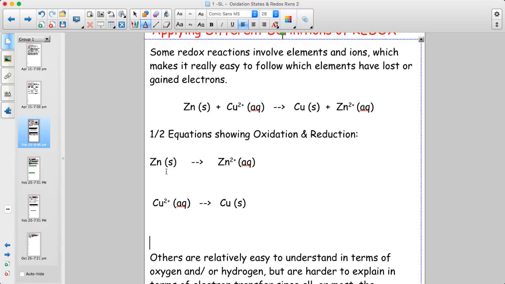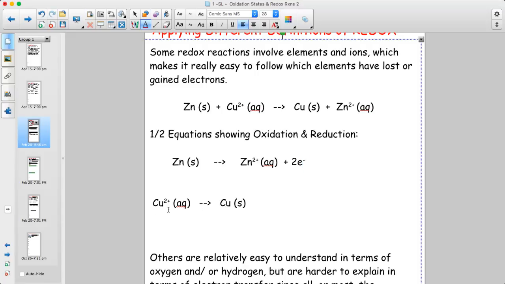Okay. So if I look at the zinc, you can see that on the left, the zinc is zinc metal, which means it has no charge. It's a neutral metal. On the right hand, though, it's zinc 2+. So we know already that if something goes from being neutral to being 2+, that means it lost 2 electrons. So on this side of the equation, I'm going to write in 2 electrons.